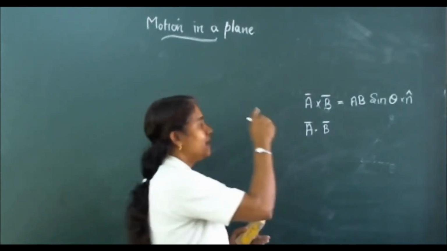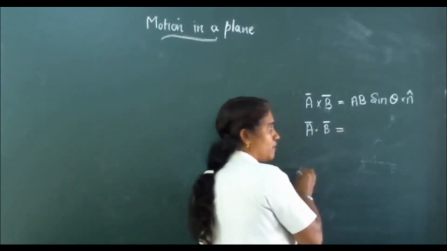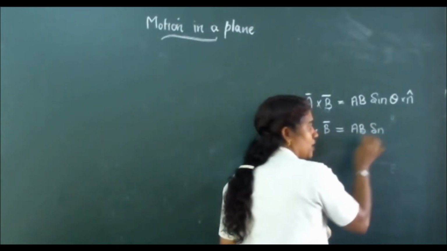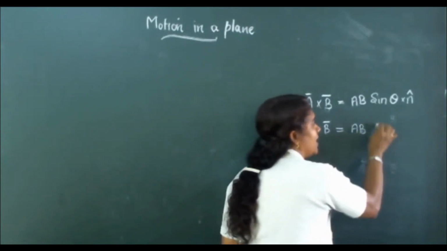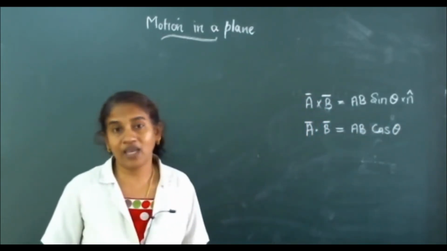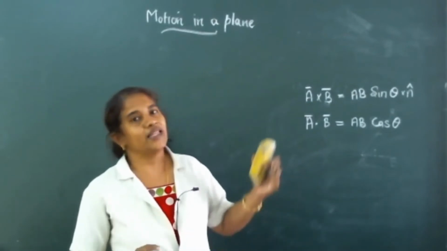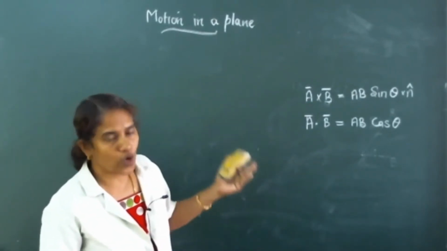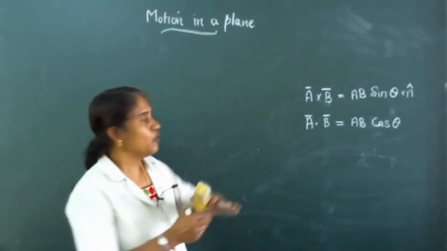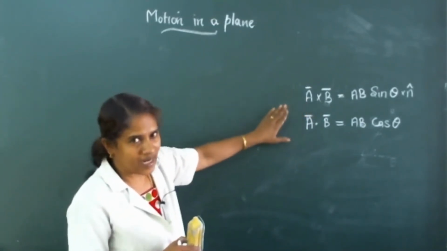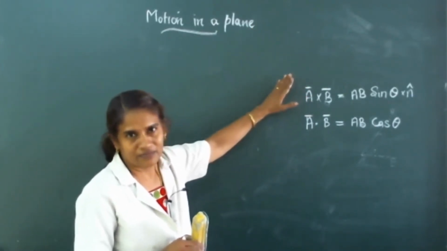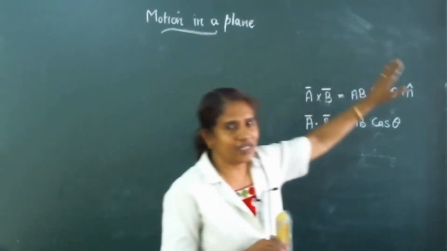But when we multiply in the dot form, the dot product of two vectors is the product of the magnitudes of the vectors and the cosine of the angle between them. AB into cos theta, that is called the dot product. Its answer will be a scalar quantity. So the dot product is known as the scalar product. The cross product is known as the vector product. The cross product's answer will be a vector quantity.